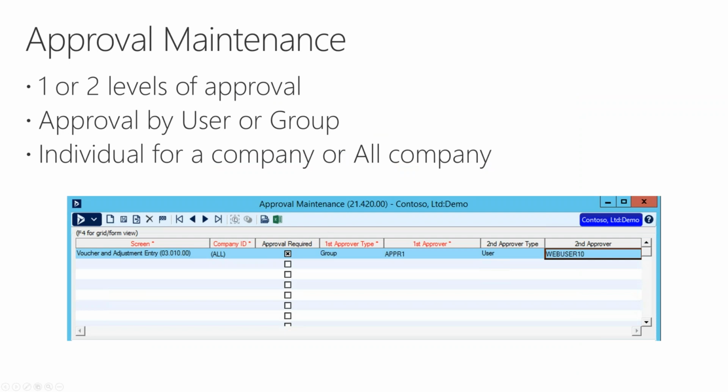It is in the new screen called Approval Maintenance, located under the Foundation area, where I can say for the voucher adjustment entry screen, for all companies, I want to turn on the approval process. The first group is anybody in the group called Approver Ones, who will be able to go ahead and approve, and secondly, I need someone called Web User 10 to be able to do the second approval. So I can set it up whether I want 1 level or 2 levels of approval. I can turn the whole thing on, turn it off, or I can get specific by company. So definitely check that out.